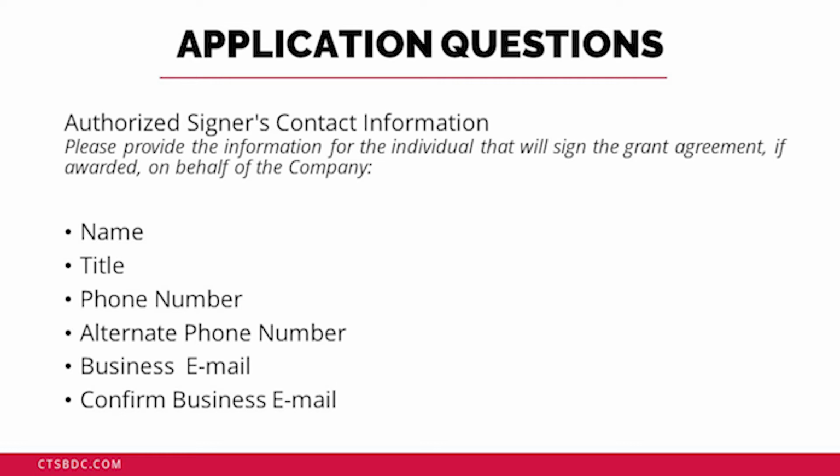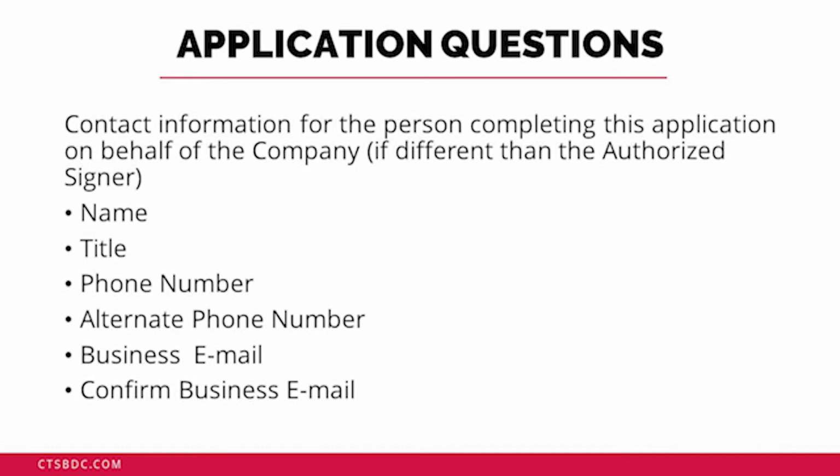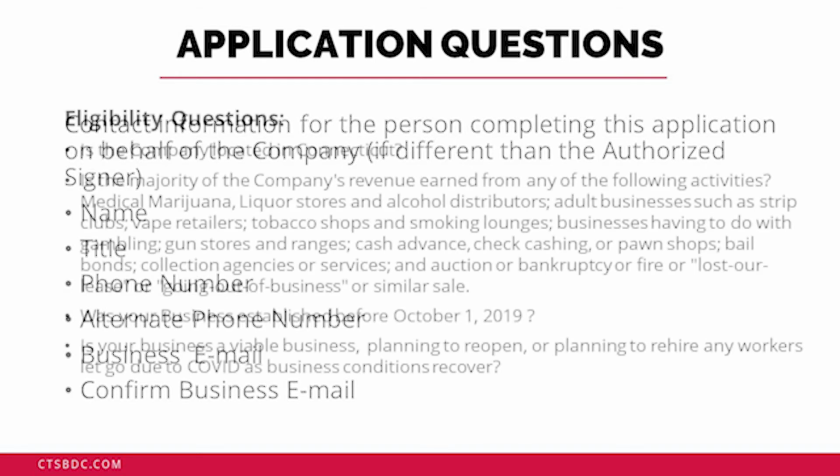Authorized signer contact information. On this question, you will provide the contact information for the authorized signer of your company. This could be you as the business owner. However, if the business has multiple owners, it is important to establish who is responsible for this grant and that they are aware of the program. Contact information. Referencing the previous question, this question would only be filled out if the person completing this form is different than the authorized signer.